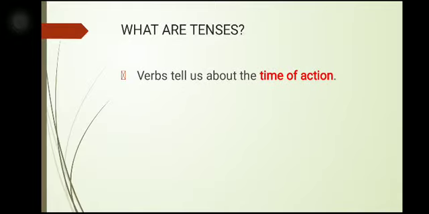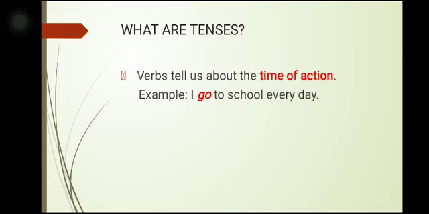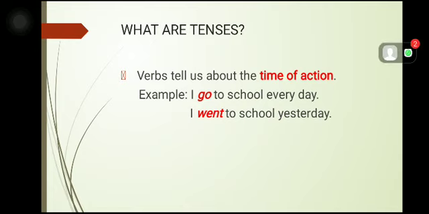Let us start with what are tenses. Now, verbs, or in a simpler manner, action words, tell us the time of the action. For example, I go to school every day. Here, the action word or the verb go tells us the time when the person is going to school. I went to school yesterday. Here, the word is went, which is the past form of the verb go. So, from this one, we can understand that it is talking about the past tense.